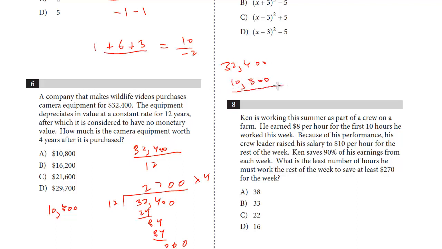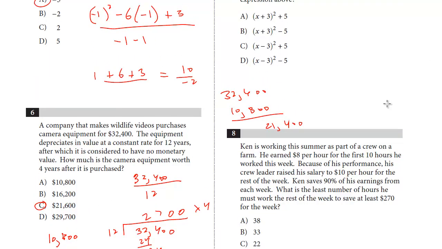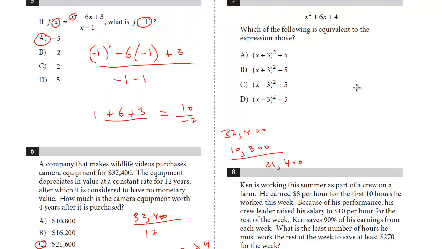So 10,800 is pretty close to 11,000. If we just subtracted 11,000, we'd end up with 21,400. But we've got to add back the 200 because it's not quite at 11,000. It's at 10,800. And so the answer is 21,600. Again, look for shortcuts. Not a hard question, but just be careful with your arithmetic. All right, let's take a look at number 7.